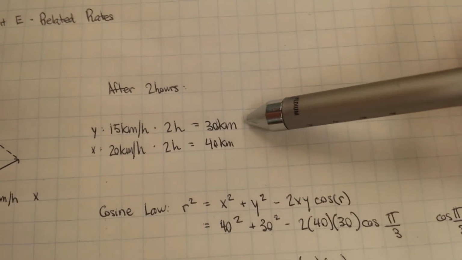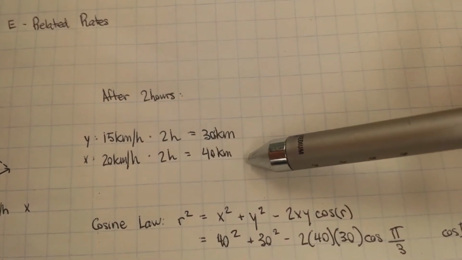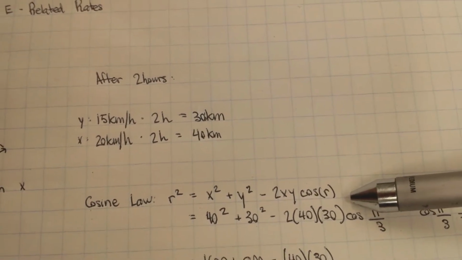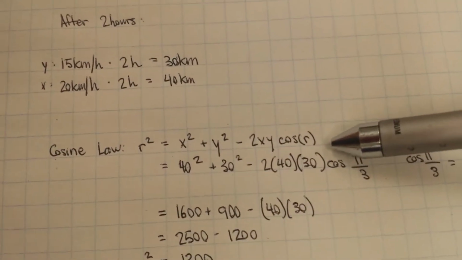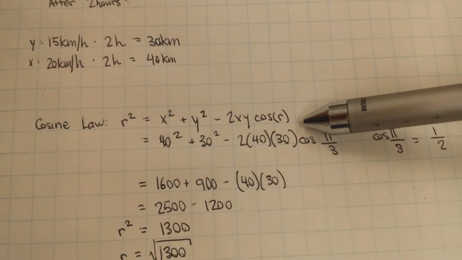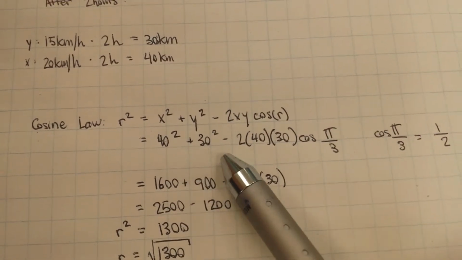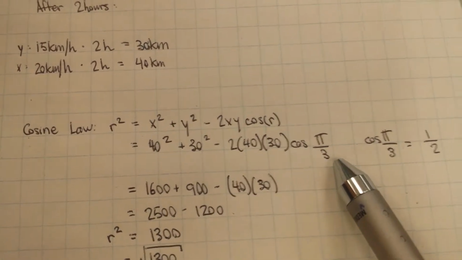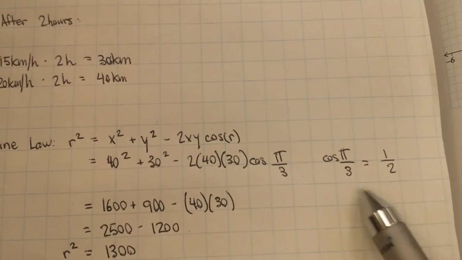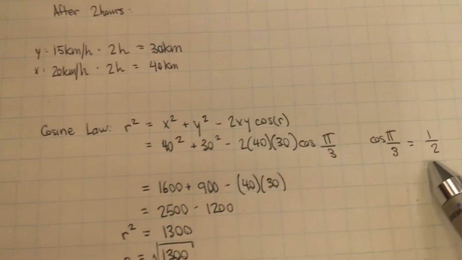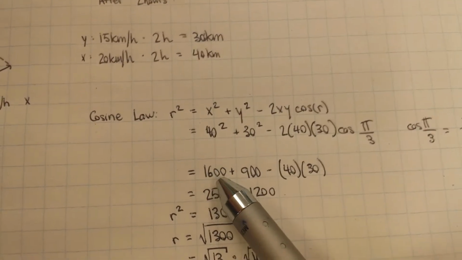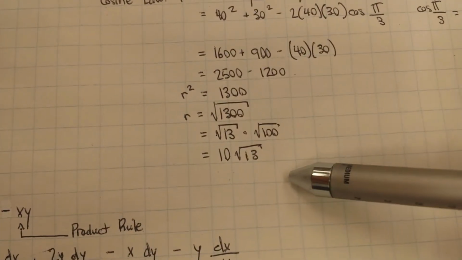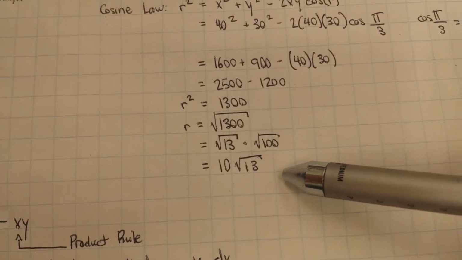Multiplying 2 hours into these, we get 30 kilometers and 40 kilometers. We substitute x, y, and r, which have already been given to us, into this equation, which gives us 40 squared plus 30 squared, subtract 2 times 40 times 30 cosine pi over 3. We know that cosine pi over 3 is equal to half, which cancels out the 2. We get this equation, and we simplify it to get a final answer of 10 square root 13.